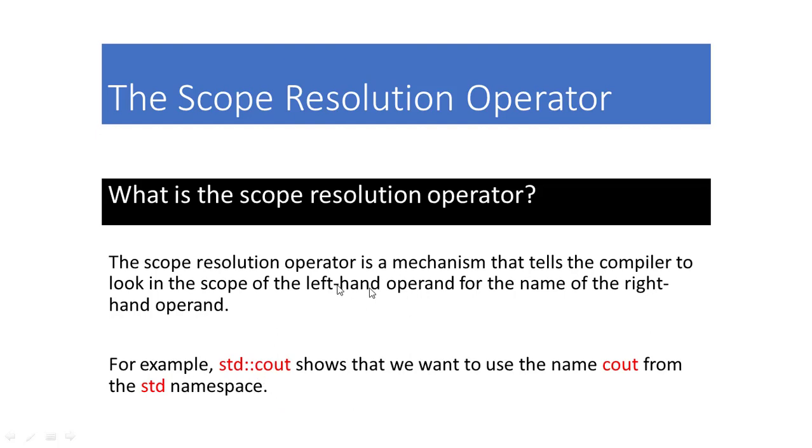So if you look at it here now, the compiler will look in the scope of the left-hand operand for the name of the right-hand operand. That is, the compiler will look for cout inside the standard namespace. So this example explains the mechanism that the compiler uses to look in the scope of the left-hand operand for the name of the right-hand operand. We will see more of it later on in this tutorial.